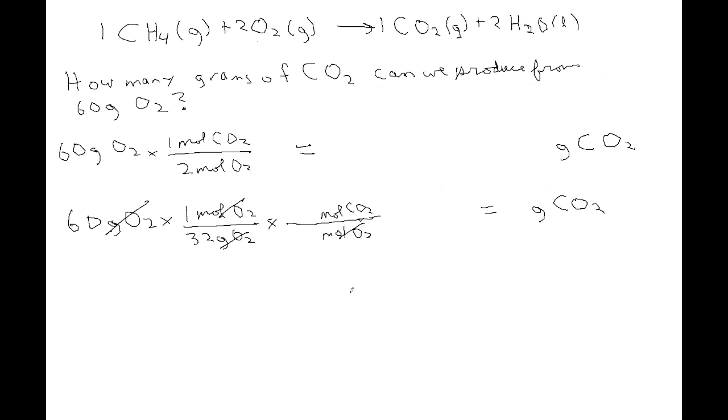So what would be the numbers? 1/2. 1/2. All right, very good. And then you would have to multiply by 44 grams of CO2 over 1 mole of CO2. Okay, let's see. This will be 60 divided by 32, times 1/2, times 44. I got 41.25 grams.